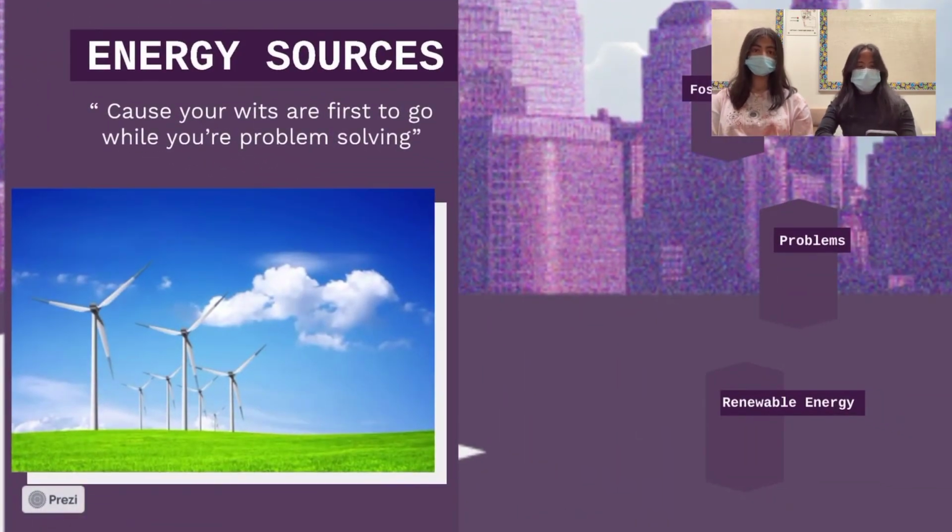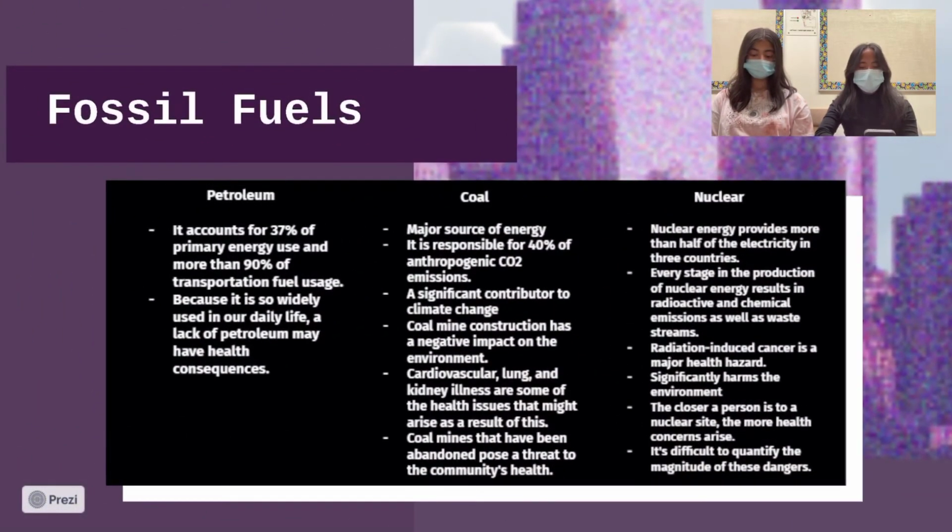Energy sources. Fossil fuels. One of the biggest sources of energy we rely on are fossil fuels, such as petroleum, coal, and nuclear power. As you can see up on the slide, there are many health and environmental issues caused by these three energy sources. Let's start with petroleum. Humans are so dependent on petroleum that we would suffer a few health issues if we were to cut it off.